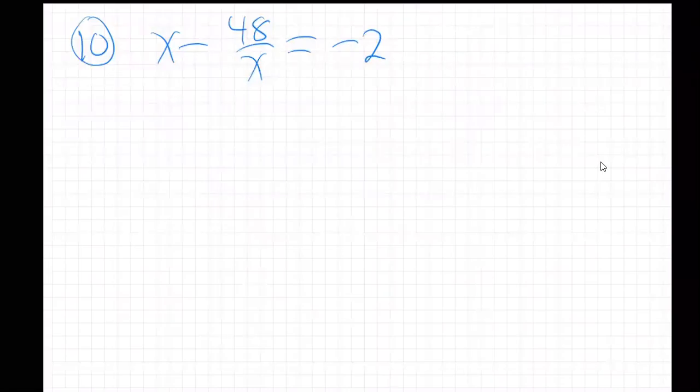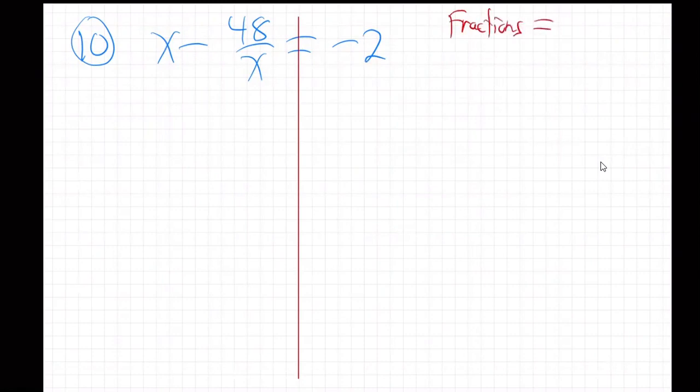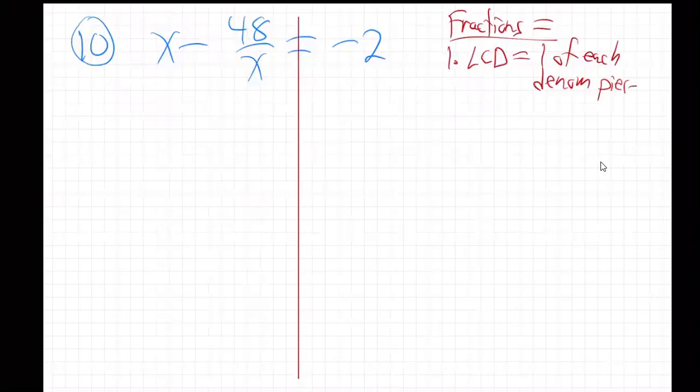Okay, so again, it's got fractions, clearly, right? So here's the wall of separation. So here, let's write fractions with an equal sign. What do you do? Step one, LCD equals one of each denominator piece, multiplied together, right? Multiplied together. Okay, so one of each type, I should say.